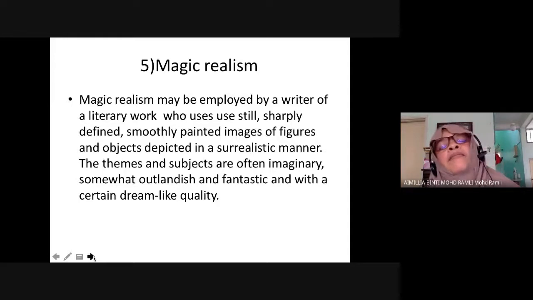So another element of postmodernism is magic realism. Magic realism may be employed by a writer of a literary work who uses still sharply defined, smoothly painted images of figures and objects depicted in a surrealistic manner. The themes and subjects are often imaginary, somewhat outlandish and fantastic, and with a certain dreamlike quality. So, in magic realism, something magical happens in everyday life. Like in Harry Potter, it's a work of magic realism. There is no real distinction between a magical event and reality itself. Reality has magical events.